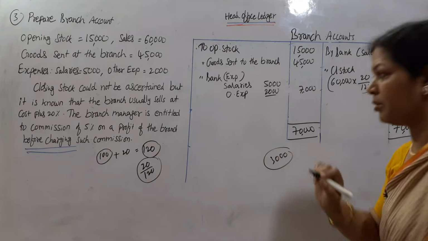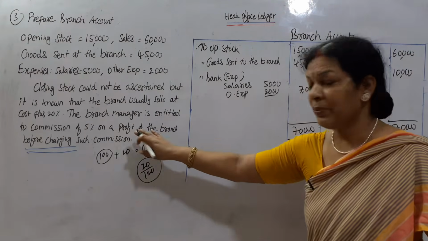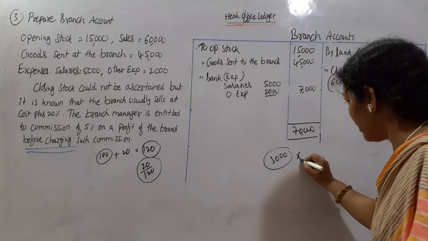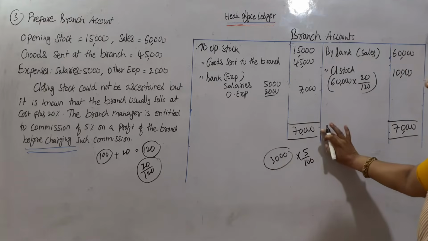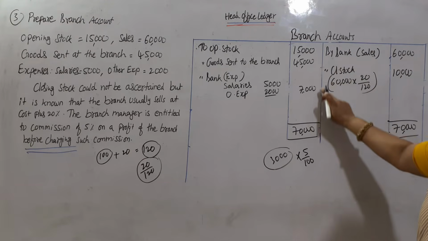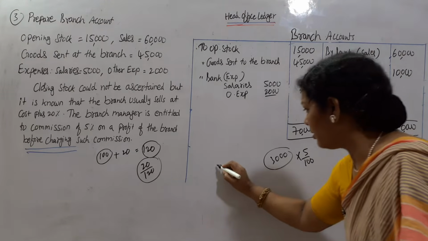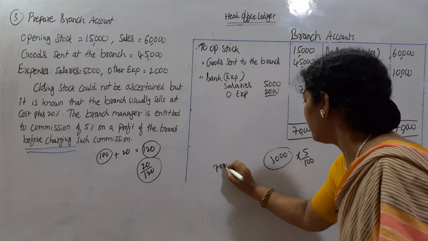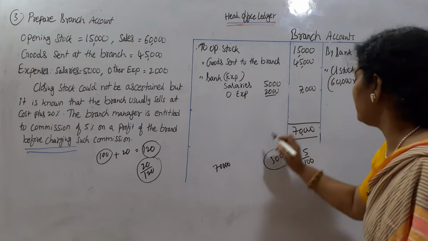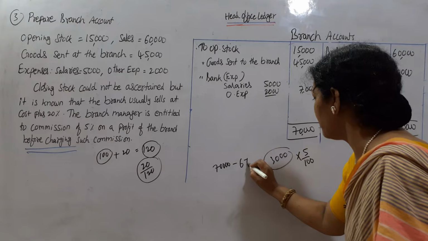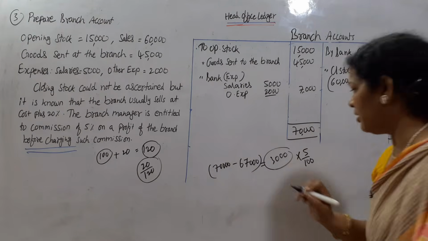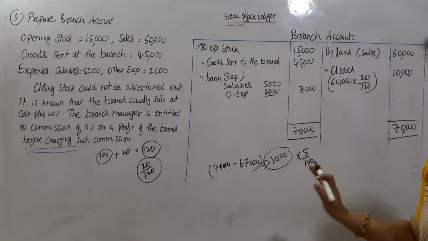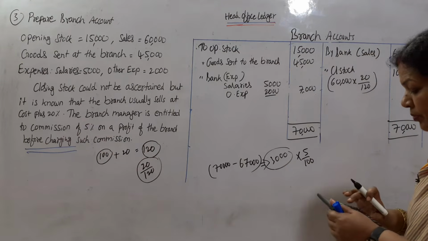Actual profit is 3,000. And what they are saying, 5% commission, 5% on this. How did you get 3,000? 70,000 minus all the debit items, 67,000. You got 3,000, right? 3,000, 5%.